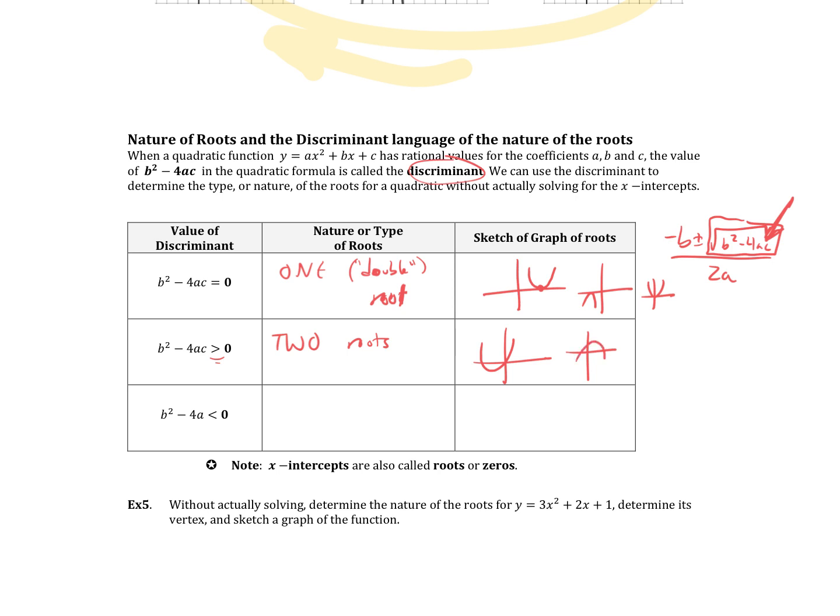Crosses twice. But if it's negative, then we're going to say no real roots. Those are parabolas that do things like this, or things like that, etc. They are not going to cross the axis at all.